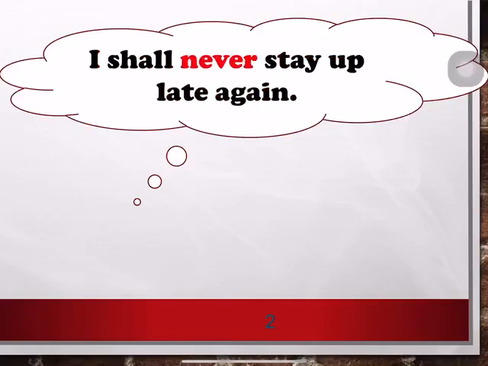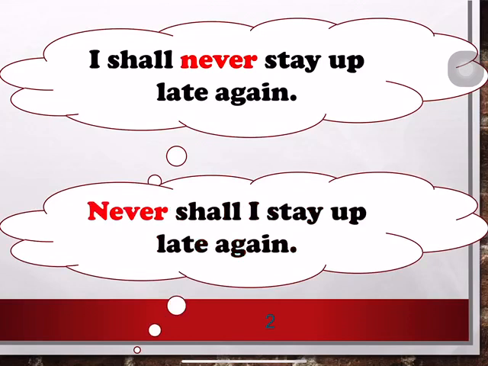Look at this example, please. I shall never stay up late again. I want to start this sentence with never, so I'm going to invert the sentence. Am I going to have some changes? Of course I will. Notice these changes, please. Never shall I stay up late again. So we have some changes here. I shall never stay up late, and here never shall I.